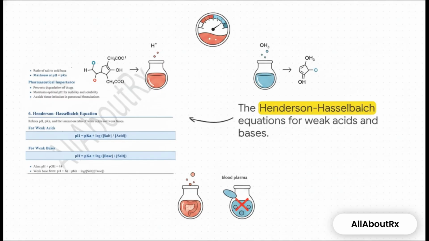For weak acids, pH equals pKa plus the log of the salt concentration over the acid. For weak bases, it's the log of the base over the salt. This is the exact math pharmacists rely on to predict how a drug is going to ionize in, say, a highly acidic stomach versus neutral blood plasma.